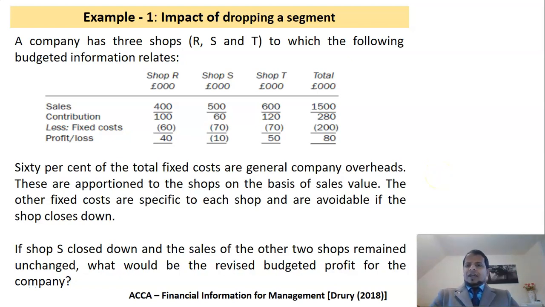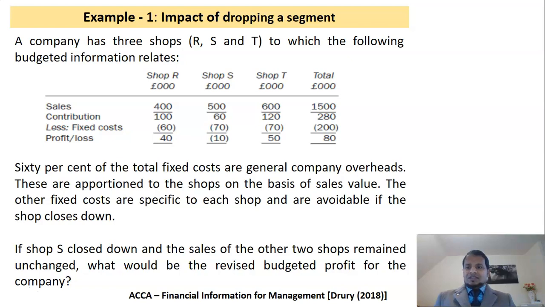All right, welcome again. Let's see an example: impact of dropping a segment. A company has three shops, R, S, and T, to which the following budgeted information relates. Shop R, S, and T, and total, all the figures are given in £1,000.